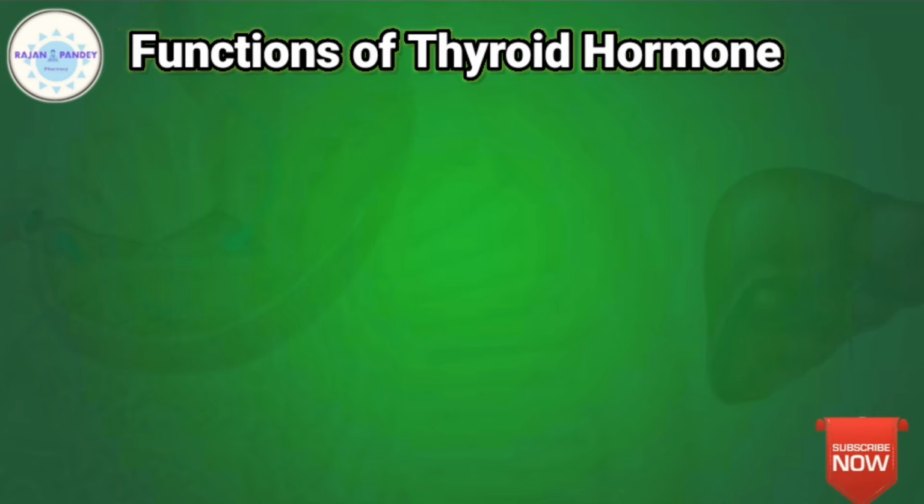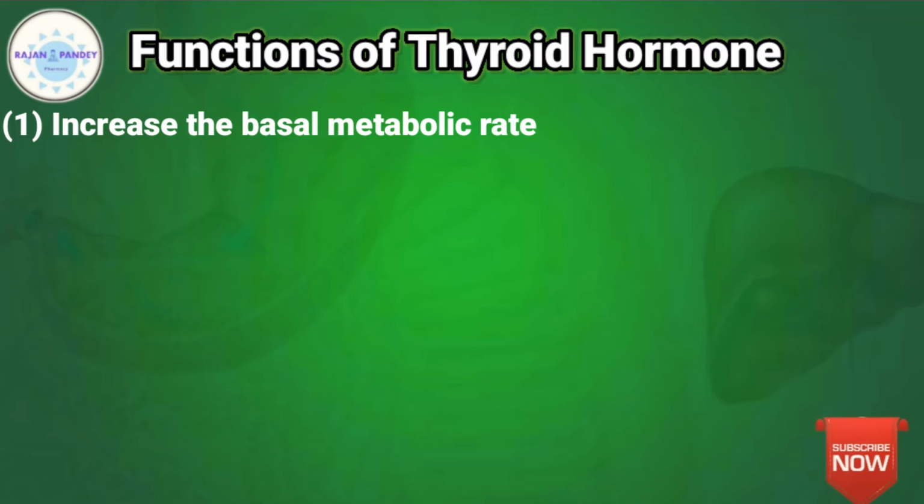Now we discuss the functions performed by the thyroid hormone, in which first is it increases the basal metabolic rate. Basal metabolic rate is defined as the rate of oxygen consumption under basal conditions by stimulating the use of cellular oxygen to produce ATP. When the basal metabolic rate increases, cellular metabolism of carbohydrates, lipids, and protein increases.